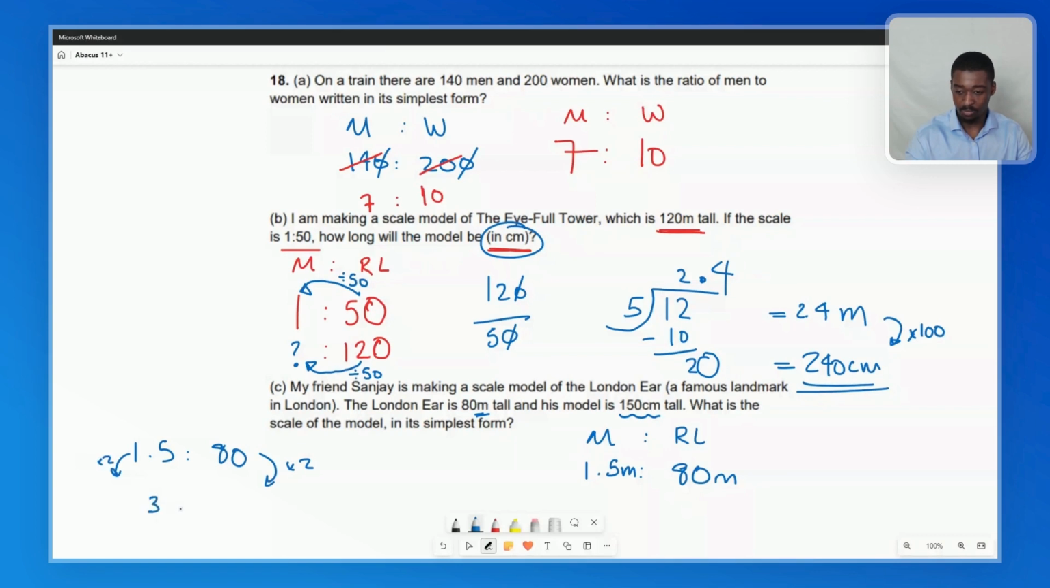Now we have 3 to 160, model to real life. And since we can't go any further than that, that is the simplest form of this ratio, right? We can't divide 160 by 3 wholly into only a whole number. And therefore, the simplest form of this ratio is 3 to 160, model to real life.